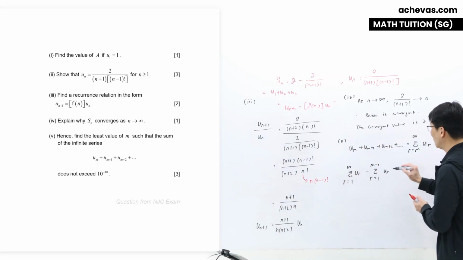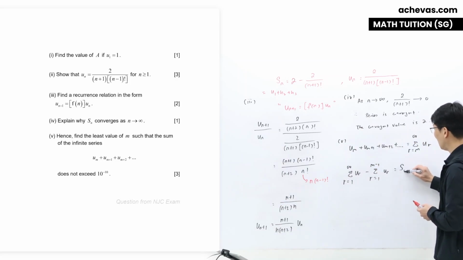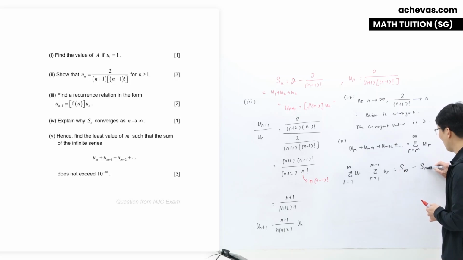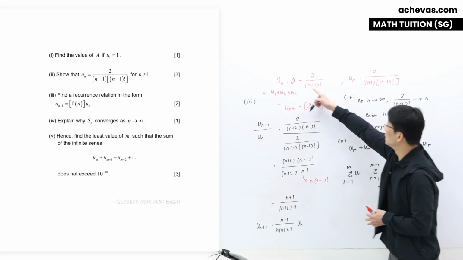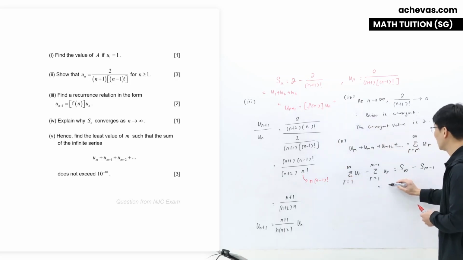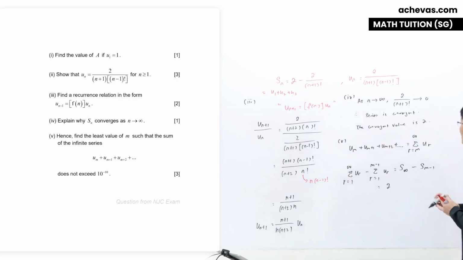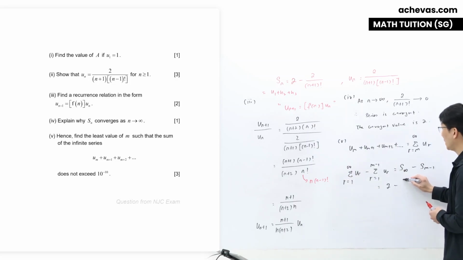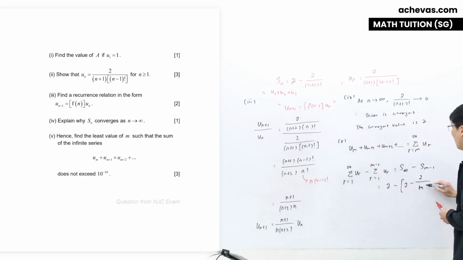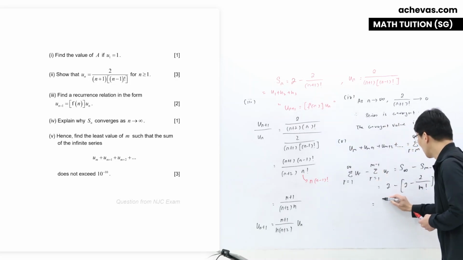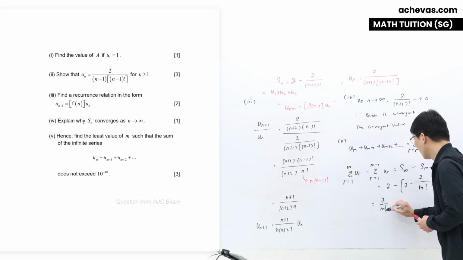Once we have this, we can rewrite this as the sum to infinity, and this is the sum to m minus 1. Now we can rewrite this using this result here. So this is just equal to 2, as we have already concluded the sum to infinity is equal to 2. And this will be minus 2 over, replacing the n with m minus 1, I'll just be left with m factorial. So we will just have 2 over m factorial.